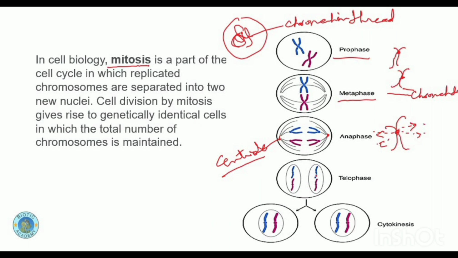Now again the nuclear membrane reappears. Still they are in the same cytoplasm, but they now have a nuclear membrane around them, and they are acting as two separate nuclei within a cytoplasm, and then gradually the cytoplasm divides, and they form two daughter cells, and each cell has the same number of chromosomes. Like in the beginning we had two chromosomes, now in the end we have again two chromosomes, and they are similar to the parent cell.